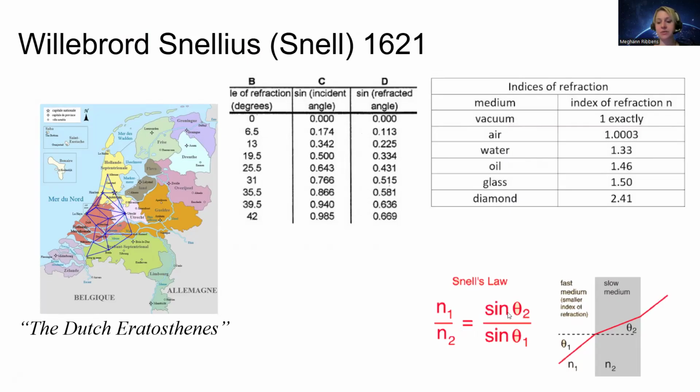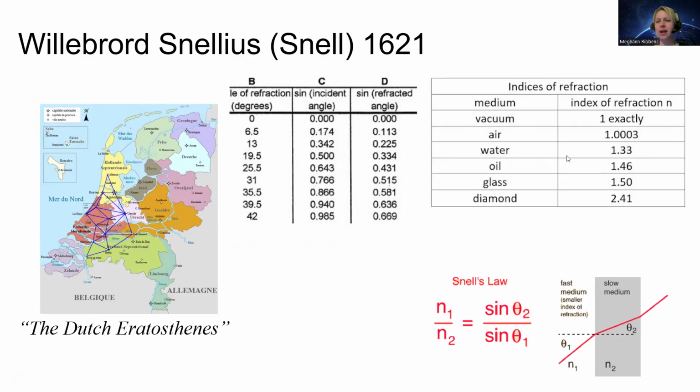The relationship, the refractive index of a different medium, like the air and the water and the glass, was always equal to the sine of the initial angle that you, for instance, put the stick in water, and the sine of the angle at which the stick appears to bend.